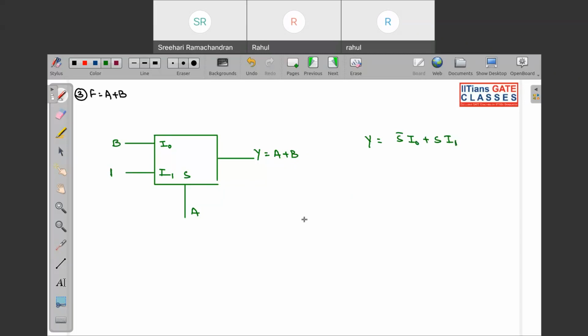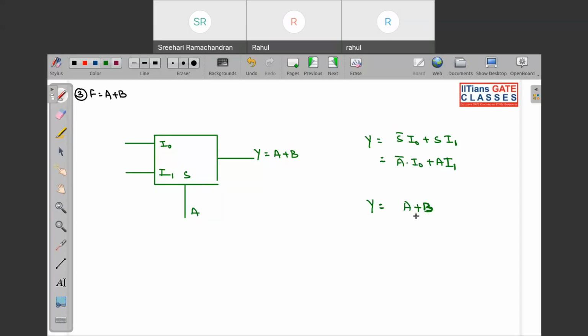Now what you can do, if you substitute over here B in this point and 1 over here, what will happen? Look. If you are not able to solve like this, there is one more thing that we can do. You have A plus B, so you select one of the variables that you are giving to the selection line, that is A. So this will be A complement into I0 plus A I1.